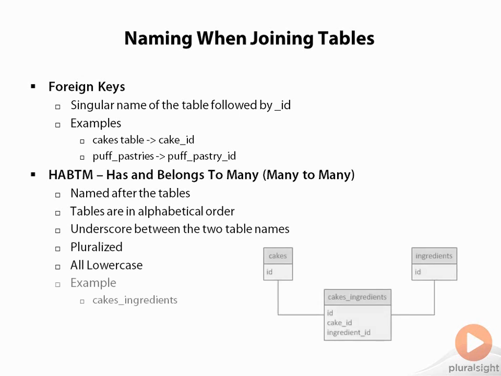So for example, if we have a cakes table and an ingredients table, the many-to-many table would be called cakes_ingredients. C comes before I in the alphabet, so the cakes table would be first, followed by underscore and then ingredients. Let's go ahead and create a table in our database for our items.